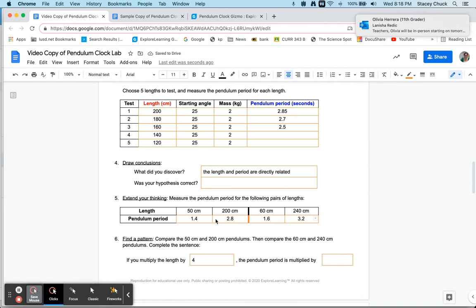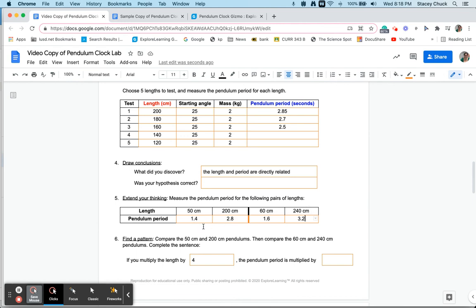Okay, so then we have to identify the relationship. It says compare these two and then compare these two, 50 to 200. To do some quick algebra here, 50 times what equals 200. To solve for our unknown, you would divide 200 by 50. So 200 divided by 50 is 4. 240 divided by 60 is 4. So 60 times 4 would be 240.